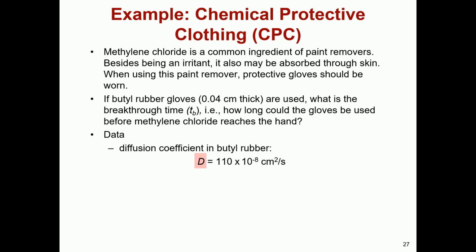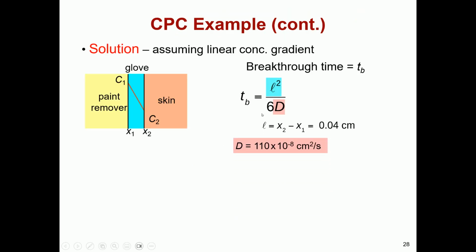Anyway, let's revisit the methylene chloride example with a different temperature question. What is the break time? How long until methylene chloride reaches the skin? For a simple estimation, we use this equation: tB is equal to L squared over 6D. L is the membrane thickness, and D is the diffusion coefficient of methylene chloride in the glove.